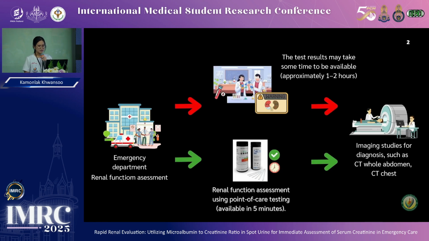However, waiting for a serum creatinine result from the laboratory can take 1 to 2 hours, which may delay diagnosis and treatment. This leads to the idea that we should have a point of care to assess kidney function more quickly without waiting for the lab. From this concept came the interest in using urine dipstick testing to estimate serum creatinine level as a quick bedside assessment of kidney function. Urine dipstick testing is fast, taking about 5 minutes, and non-invasive. That could help reduce waiting time and improve patient safety in the emergency setting.